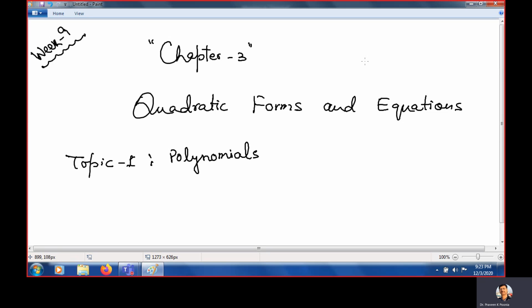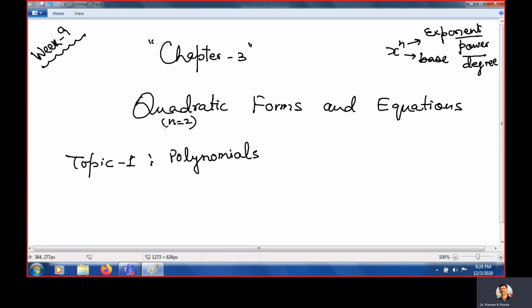If you remember, we were studying x power n, where x is the base, and n, I called you, is the exponent or power or degree. So here we are going to study degree 2, n is equal to 2, quadratic forms. Clear? If n is equal to 2, it is quadratic. So we are going to study quadratic forms and equations.